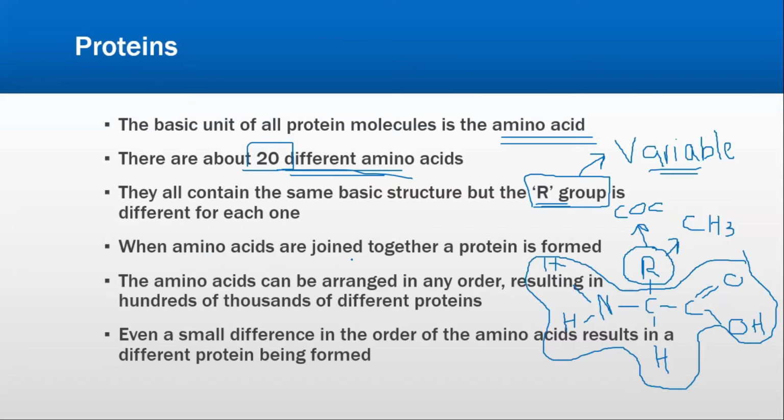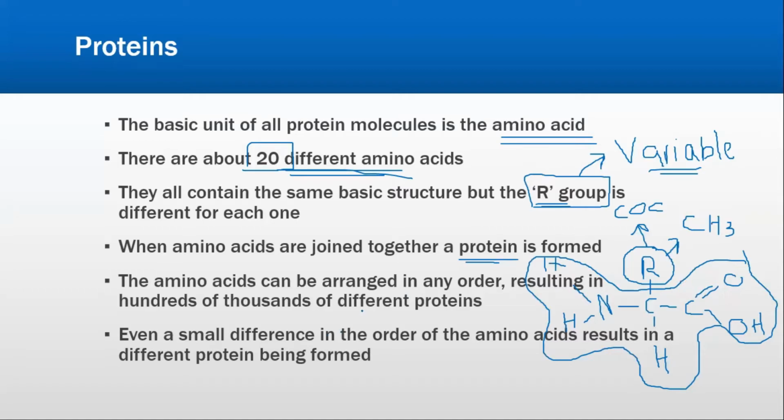So when amino acids are joined together, a protein is formed. हम इसको polypeptide chain भी कहते हैं. When amino acids join together, we'll be doing this in translation part. Translation में क्या होता है? Different amino acids form bonds. When they form bonds, they form a chain on the ribosome. That chain is basically known as a polypeptide chain because peptide bonds form होते हैं. And when a lot of peptide bonds are formed, we call that a polypeptide.